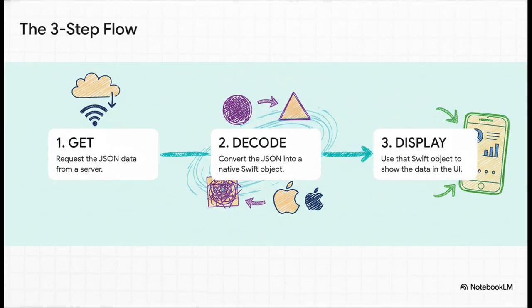First, your app makes a GET request to get that raw JSON data. Then it decodes it. Now, this is the magic step where that block of text gets turned into a native Swift object that your code can actually understand and work with. And finally, you display it, using that new object to fill out the screen. Get, decode, display. You will see this pattern everywhere.